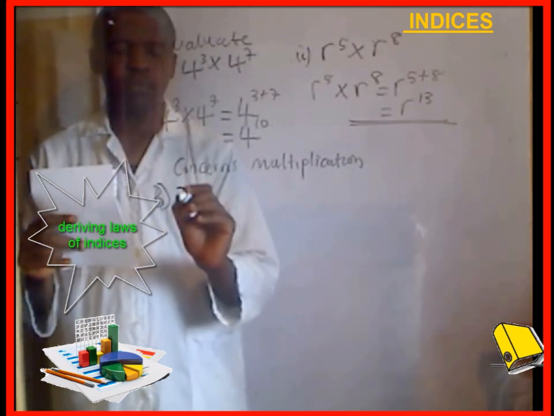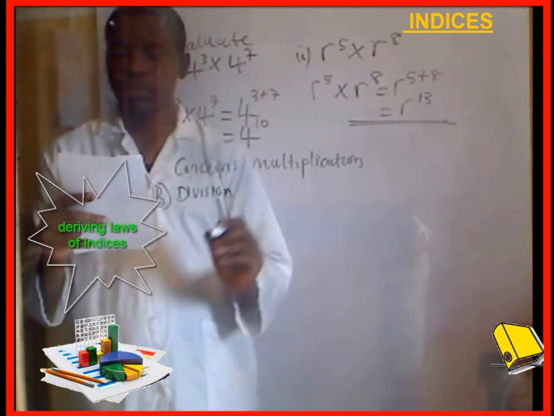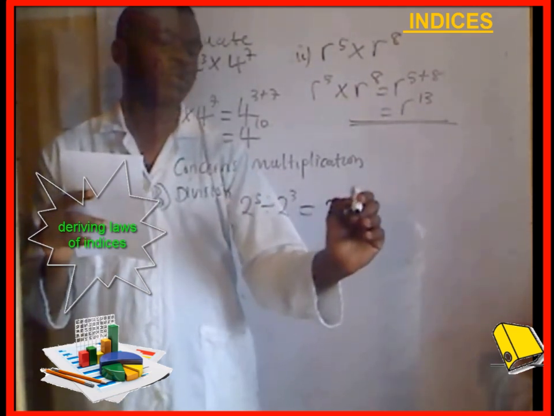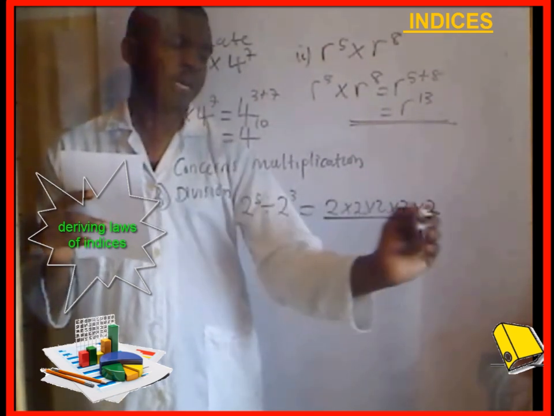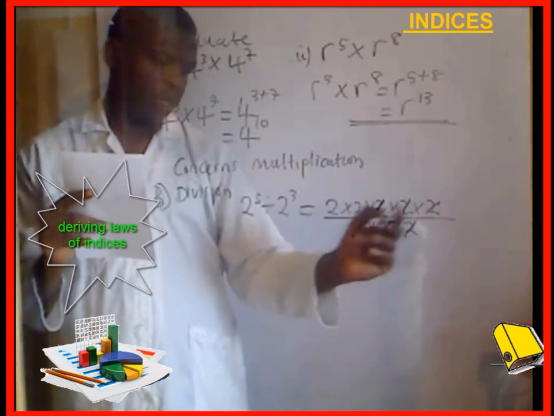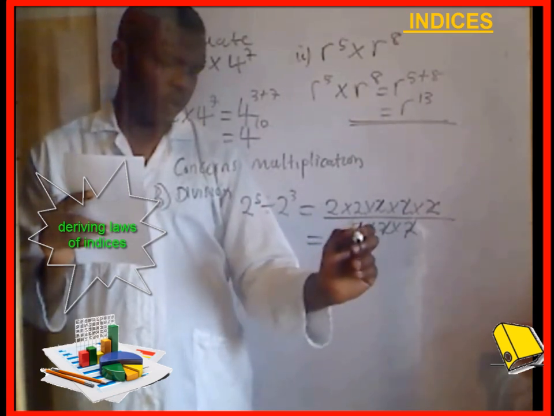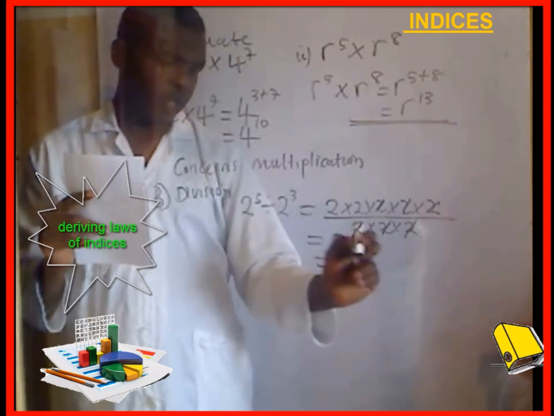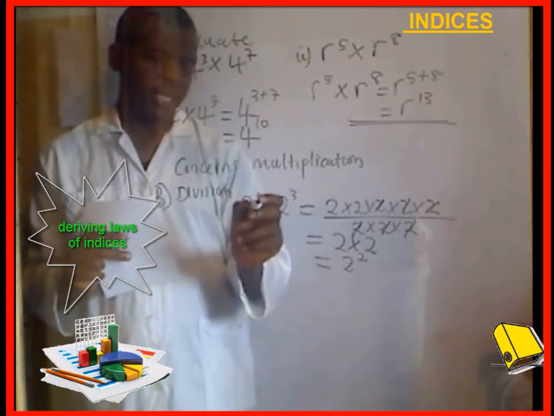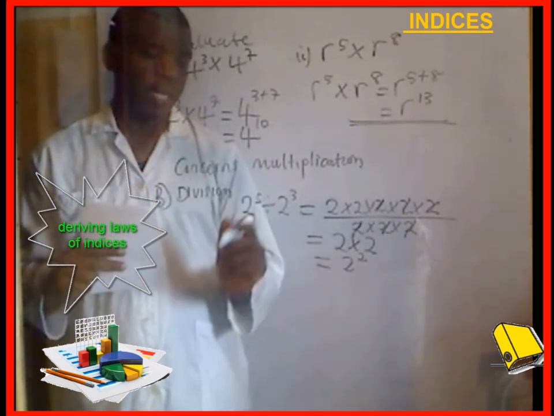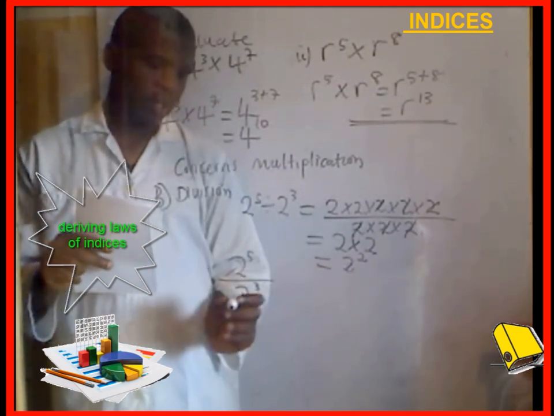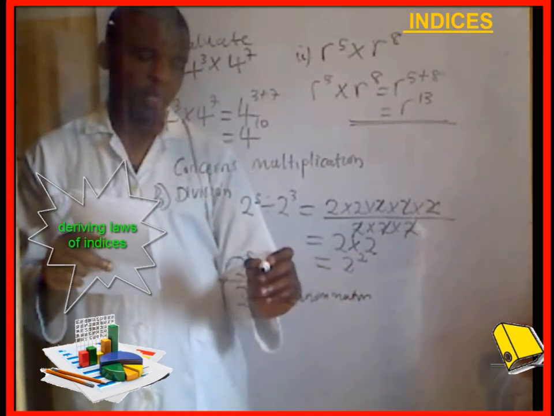Let's now look at division. 2 to the fifth divided by 2 to the third. What this actually means is 2 times 2 times 2 times 2 times 2 divided by 2 times 2 times 2. So these cancel. Here we are left with 2 times 2, which is equal to 2 raised to the power 2. How do we get 2 from these powers, 5 and 3? I see that if I subtract 3 from 5, I'll get 2. Another way of writing this is 2 raised to the power 5 divided by 2 raised to the power 3. This number down here is called the denominator, and this is the numerator.